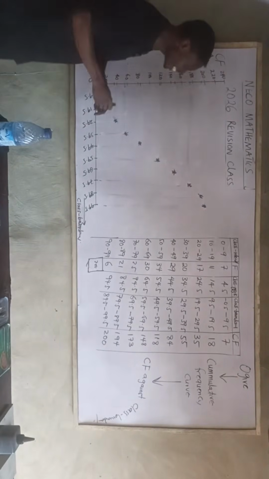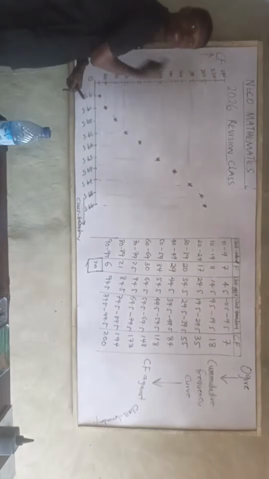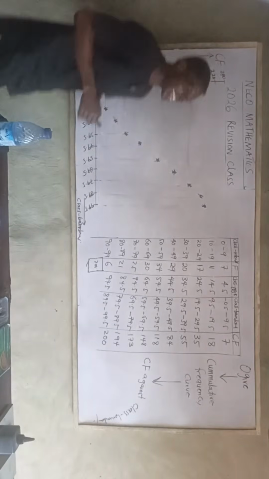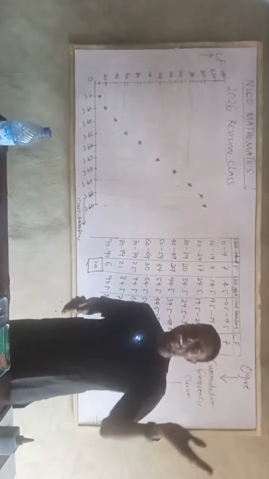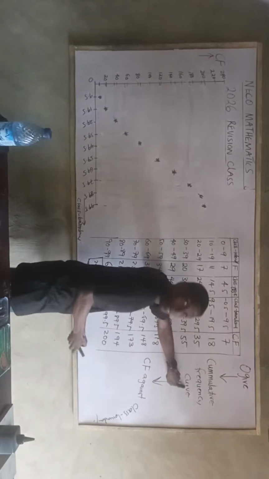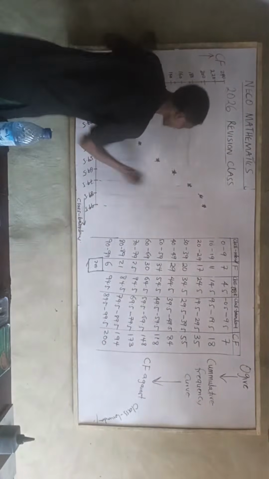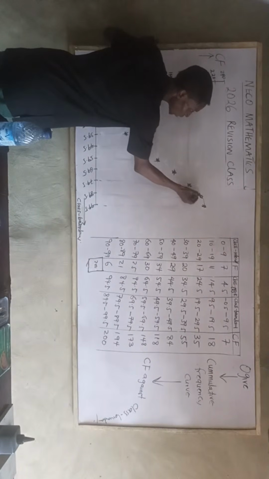So the next thing you do is you join this together with a free hand, not a straight line. Not a straight line. An ogive is never a straight line graph. It is a curve. Remember the name, cumulative frequency curve. All right, so it's going to be joined with a free hand. So we've got that to be this way.